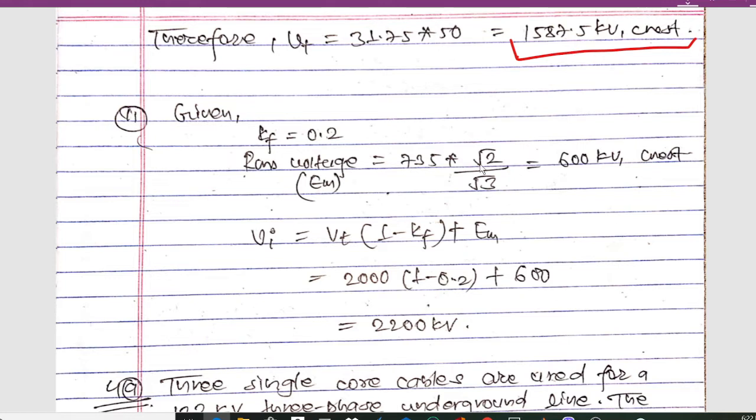So 735 into root 2 upon root 3 gives 600 kilovolt crest. And we know Vi equals Vt into (1 minus Kf) plus Em. Here Vt is given as 2000 kilovolt, in place of Kf we have 0.2, and in place of Em we have 600 kilovolt. So you'll get 2200 kilovolt here.